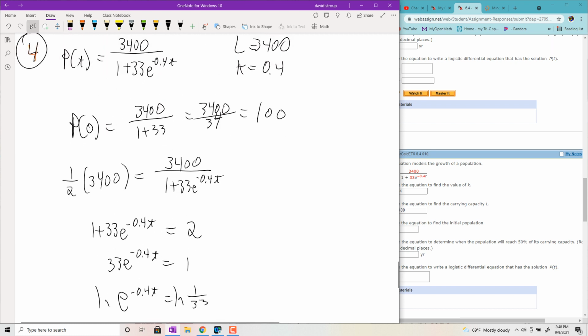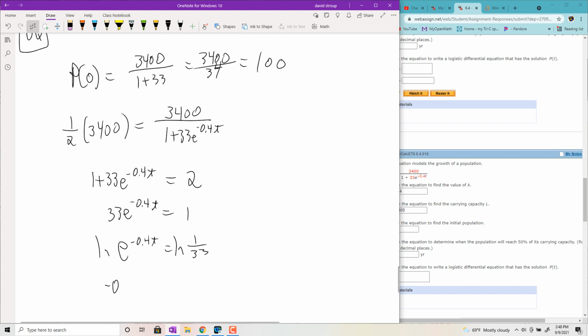Let's make this the video quiz as well. I'll mark down in the notes. This is a 6.4 video quiz question, and it's problem 4 from WebAssign. So P of t is 3400 over 1 plus 33e to the negative 0.4t.